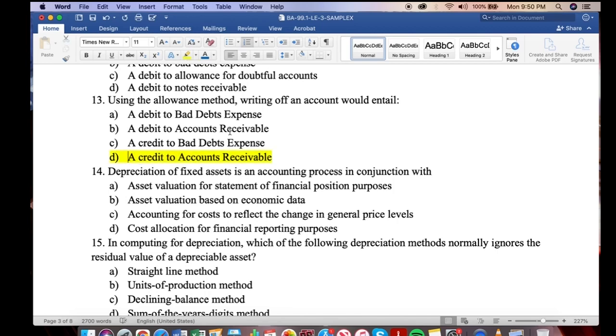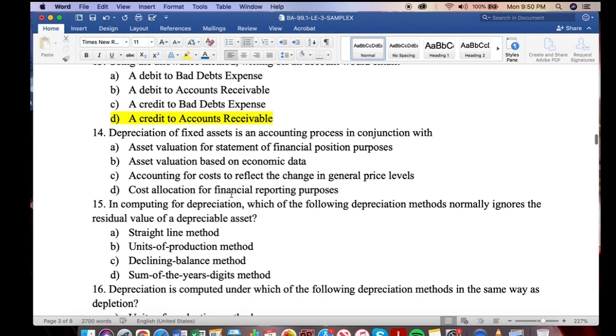13, letter D. Okay? Number 14, depreciation of fixed assets is an accounting process in conjunction with. Okay. The answer is letter D, cost allocation. If you're gonna read your books, mababasa nyo siguro, minsan nakalagay, depreciation is a matter of cost allocation and not valuation. Bakit? Ano ba ibig sabihin nun? Ang purpose ng depreciation, halimbawa yung mga carrying amount niya, ACDEP, hindi nun purpose is to value the asset.